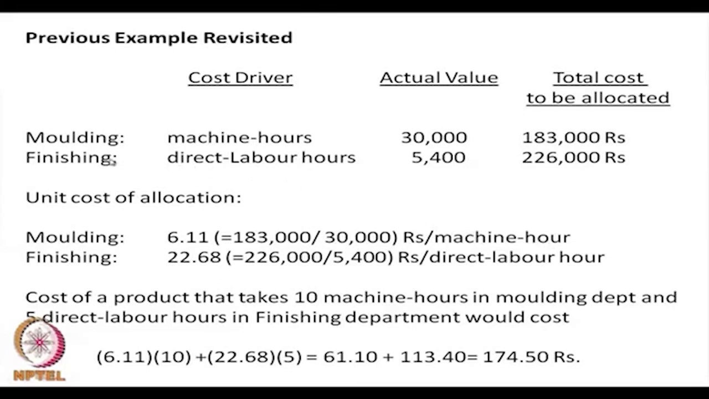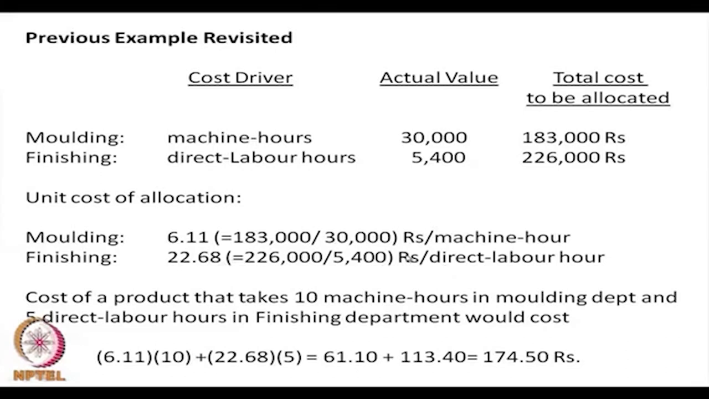whereas for finishing the cost driver is direct labor hour. For molding, it is mostly machine intensive, finishing is labor intensive. Therefore, the cost drivers chosen are different. For molding department, it is machine hour, and for finishing department, it is direct labor hour. Now, if so many machine hours are used and the total cost to be allocated is this, then the unit cost of machine hour is 6.11, which is this divided by this. And for finishing department, the unit cost of direct labor hour is this divided by this. That comes to 22.68 rupees.